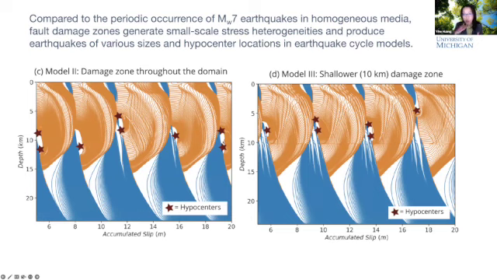And when we truncate the damage zone width at 10 kilometers here on the right, we can also see that the hypocenter locations are shifted to the shallower part as well. And all the earthquake hypocenters are actually inside this fault damage zone structure.